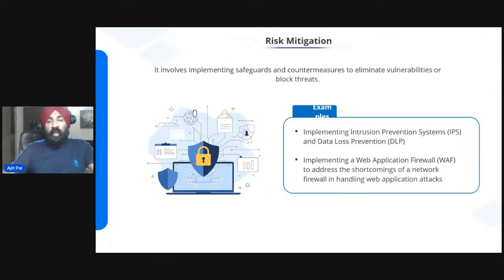The first one is risk mitigation. It is a process of developing strategies and actions to reduce the likelihood of an identified risk. This involves prioritizing risks based on their severity and implementing measures to control or minimize their adverse effect. Always remember, risk can never be reduced completely, because in the real world you can't give a 100% guarantee that this thing will never happen. Implementing IPS and DLP, or implementing a web application firewall to address a shortcoming of the network firewall, are some risk mitigation techniques.